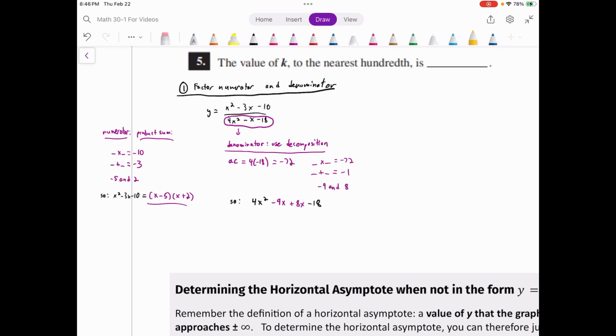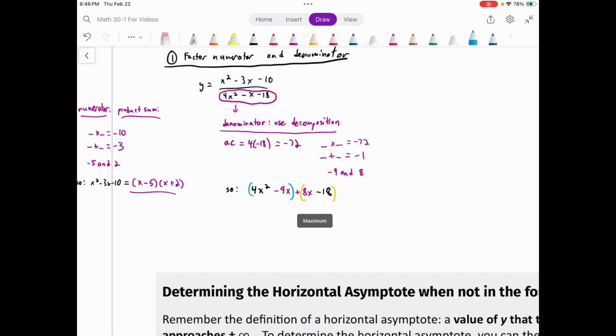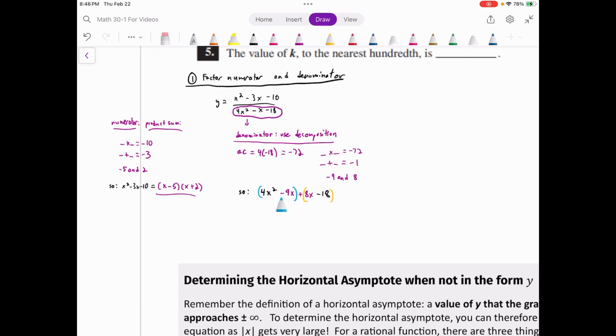And now we're just factoring by decomposition. So I group the first two terms, and I group the second two terms. See what I mean? We're safe. We're not changing what this means because there's no negative there. We still really are adding the 8x and subtracting the 18. And then we factor those two groups individually. So we pull the greatest common factor out of each.